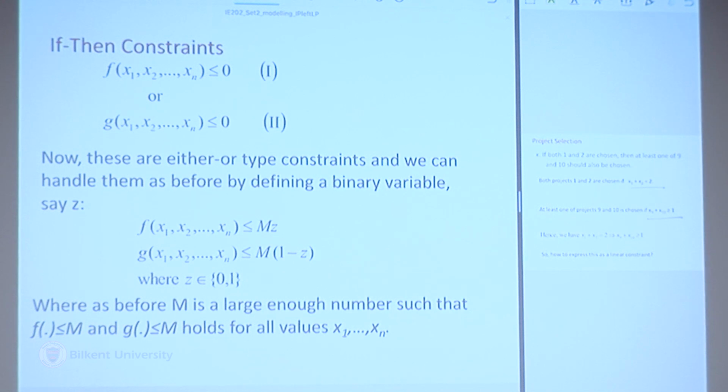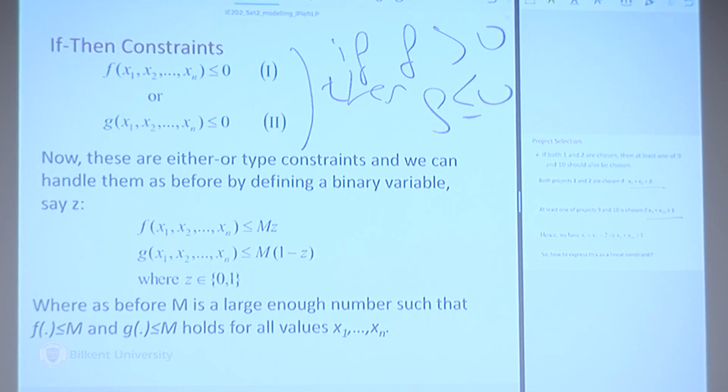So this is the either-or version of my if-then. So my if-then was: if f is positive, then g is less than or equal to 0. Yeah? So if this is true, then this is equivalent to the either-or version. And here is what I used to do with the either-or version, right? I define a binary variable, and I represent one of them with z and the other one with 1 minus z. Yeah? This is how we handle the either-ors. Then I find the correct M for this.